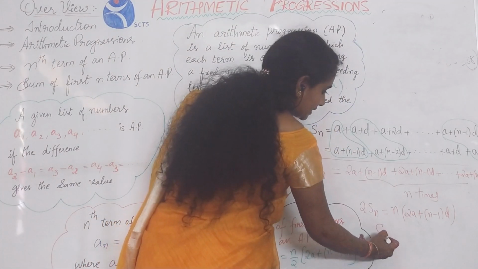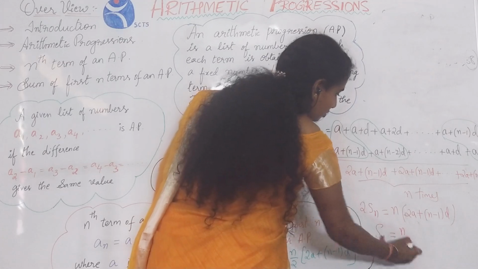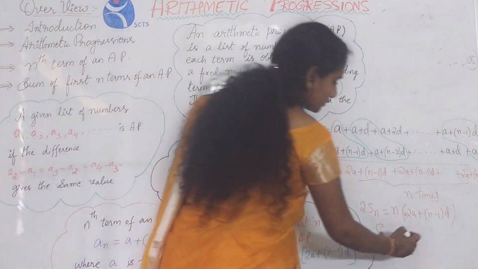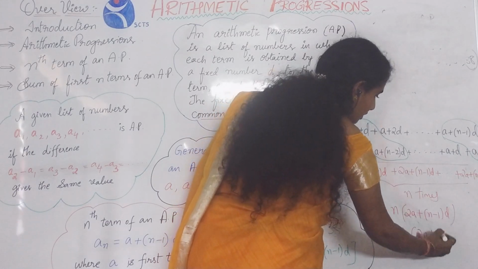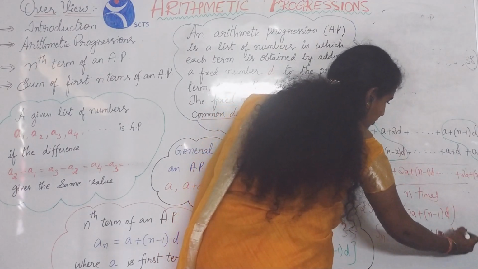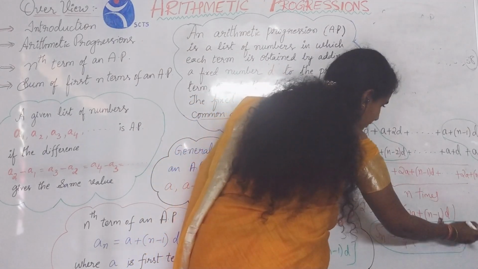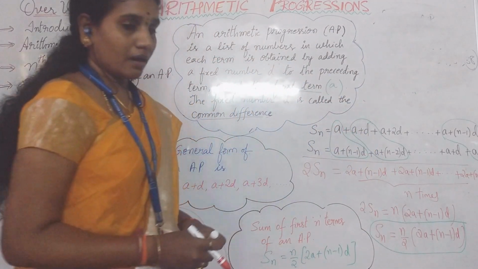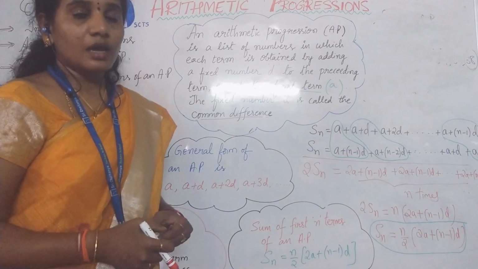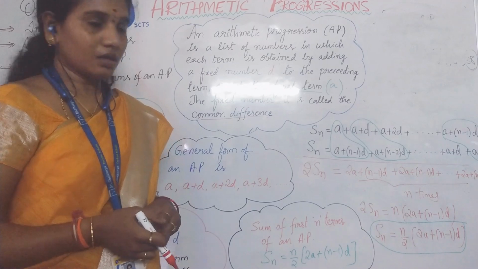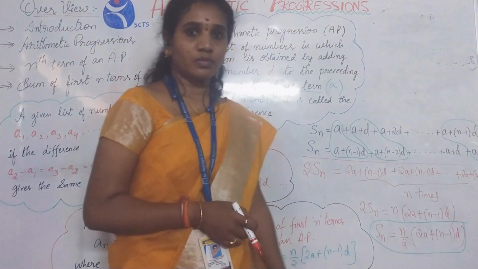But we need Sn. So Sn is equal to n by 2. As 2 is a multiplier here, when it is transposed to the other side, it becomes a divisor. So n by 2 into 2A plus (n minus 1) into D. This is the formula to find the sum of n terms of an AP when you have the first term A and D, the common difference, and n number of terms are given. Then this is the formula.